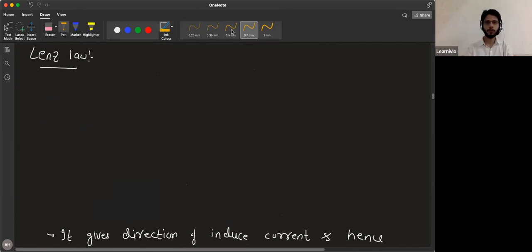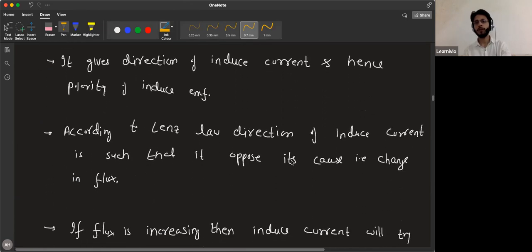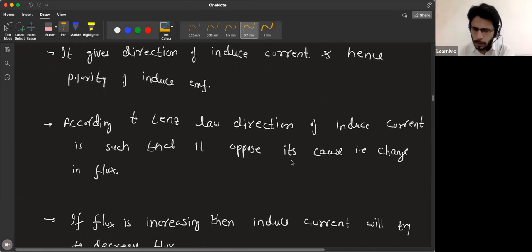So this is the first topic of today's class. The first topic of today's lecture, Lenz's law. Sir, Lenz's law keeps flux constant. No, Lenz's law can't keep flux constant. It just tries to reverse the change in flux.